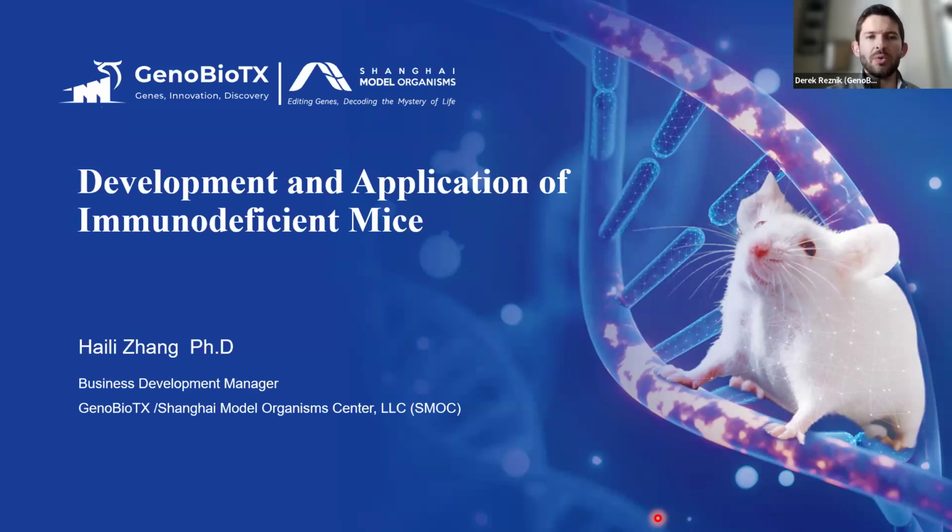In today's session, we're going to cover the following topics. First, we'll introduce the development history of immunodeficient mice. Next, we'll cover the features and applications of each generation of these immunodeficient mice. And finally, we'll present several case studies using our models at Genobiotexis, specifically these immunodeficient mouse models. Also at the end, we're going to have a Q&A session. So if you have any questions throughout the webinar, please feel free to drop your questions in the chat, and we'll be sure to answer them at the end.